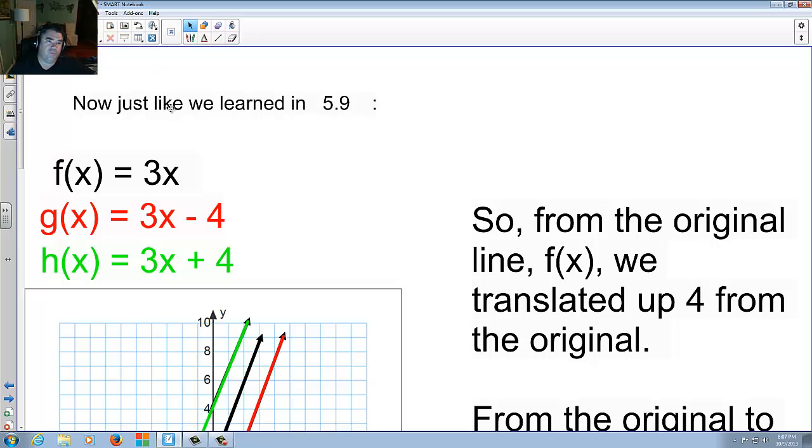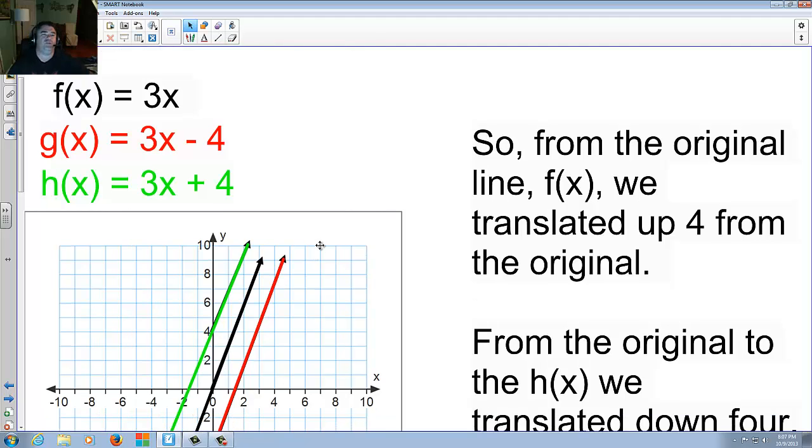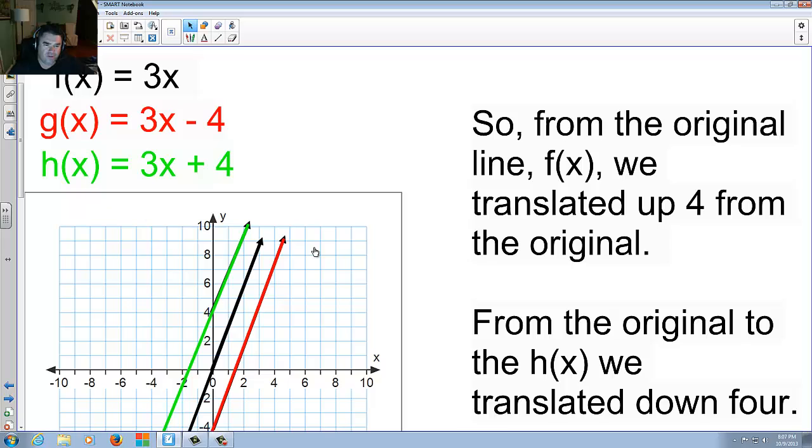And back. Now just like we learned in 5.9, f of x equals 3x, g of x equals 3x minus 4, h of x equals 3x plus 4. What's the difference between them? If f of x is 3x, it's going through 0, 0, up 3 over 1, up 3 over 1. But if g of x is 3x minus 4, you do the same thing, but you're pushing it down 4 spaces. And in that same way, if h of x is 3x plus 4, you're lifting it up 4 spaces. Take a look here.